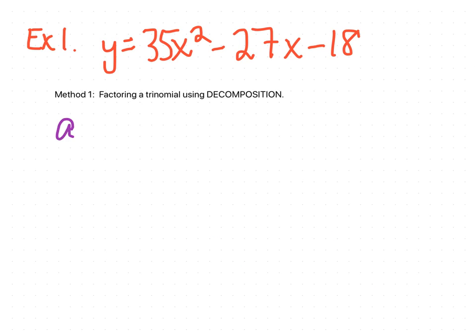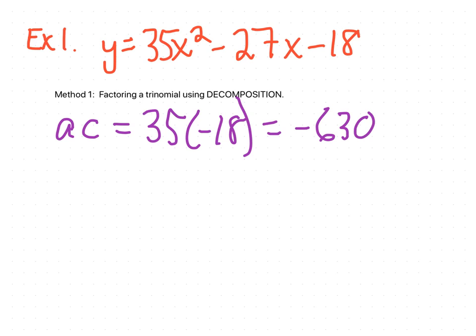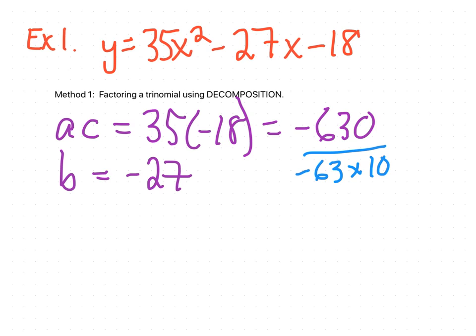So we need to consider that a value multiplied by that c value, so 35 times negative 18, and that's going to equal negative 630. And the b value equals negative 27. So we need to consider values, factors of negative 630. So maybe we could start off with negative 63 times 10. And then maybe we could expand negative 63 into negative 9 times 7 times 10.